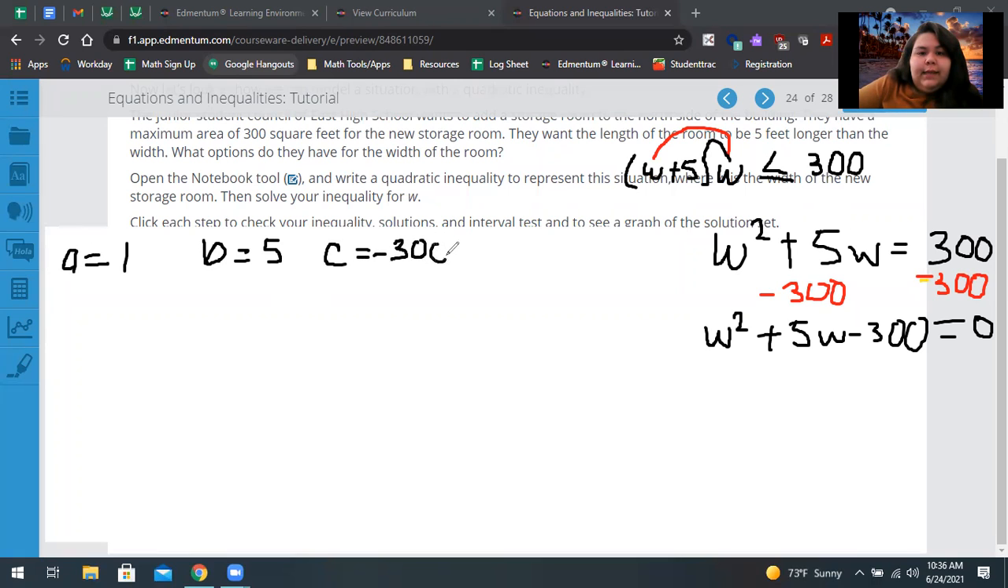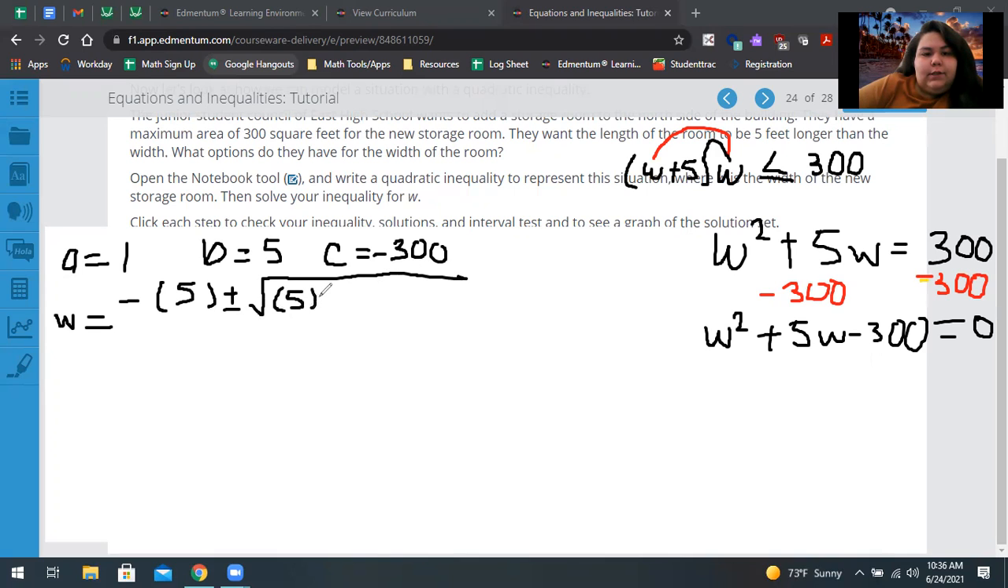So now that we've identified those, let's use the quadratic formula. We'll just write W. So W equals negative, we want my B value there, so that's going to be 5, plus or minus the square root of B squared. So that is 5 squared minus 4 times A, which is 1, times C, which is negative 300, all over 2A, or 2 times 1.